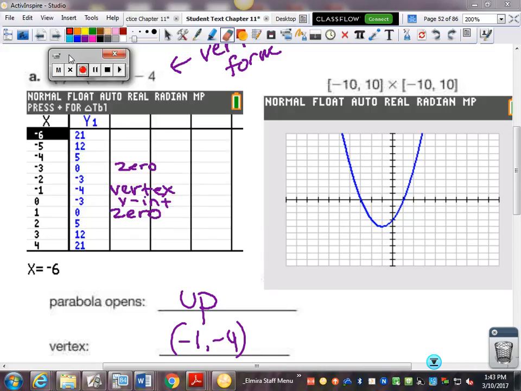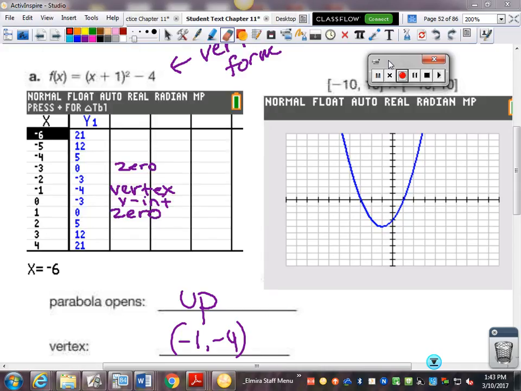Hey guys, here's our video for 11.6, Vertex Form. Alright, so this is what Vertex Form looks like right here. F of x equals x plus or minus a number in parentheses, then an exponent of 2, then plus or minus a number. Okay, so I want to talk about where these numbers come from.